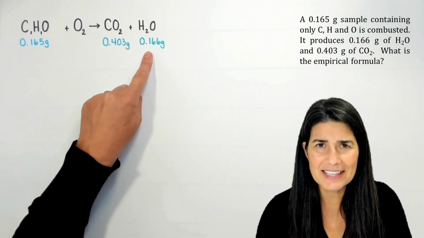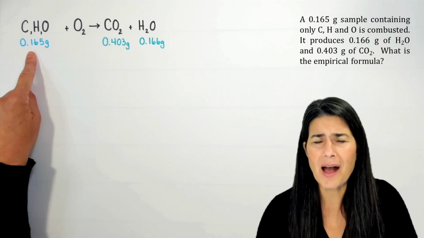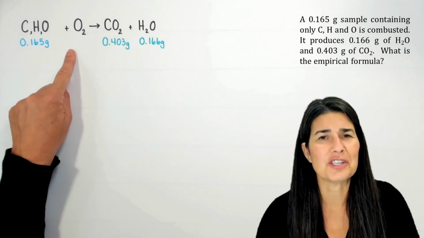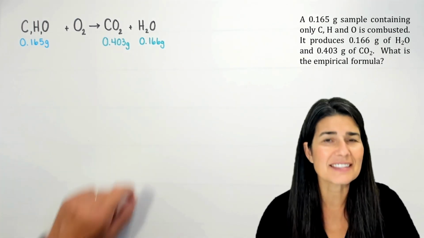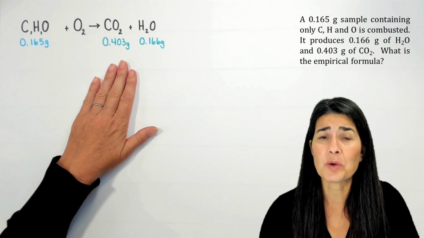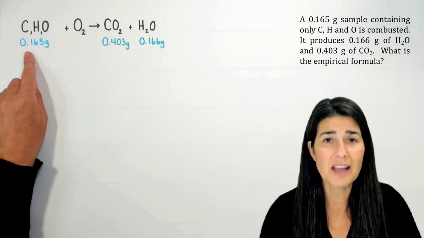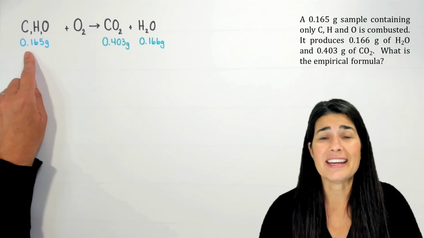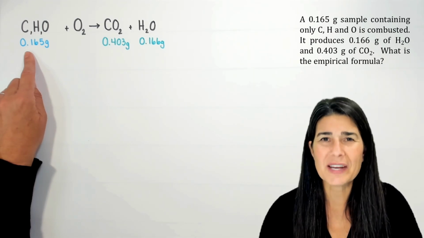Notice the masses afterwards are more than the initial mass that I began with. Why? Because I added oxygen to it. When I add that extra element, I get more mass. All right, we're going to go ahead and use this data in order to determine the empirical formula of this original compound. If you want an empirical formula, that's really just the lowest mole ratio.